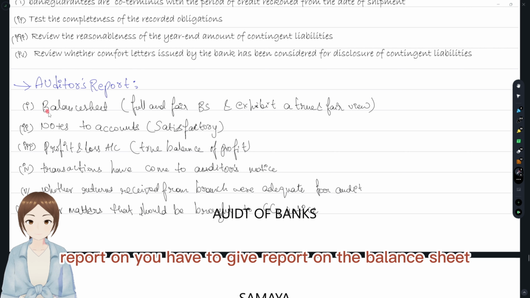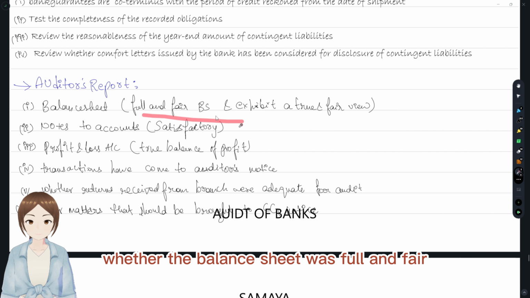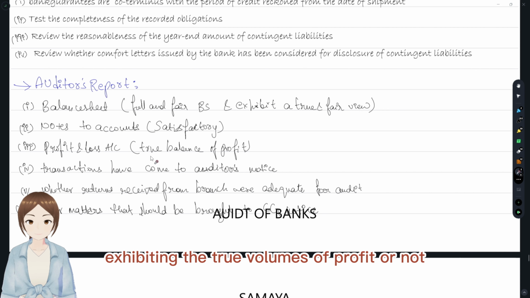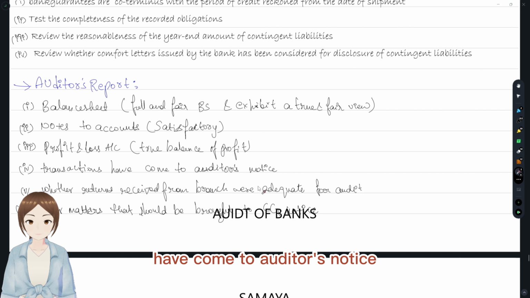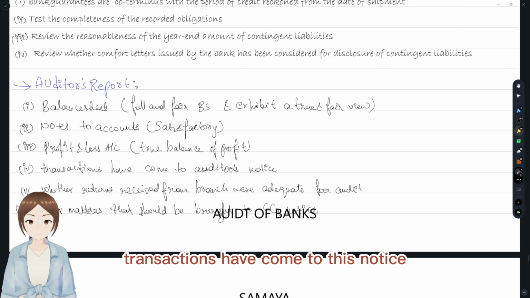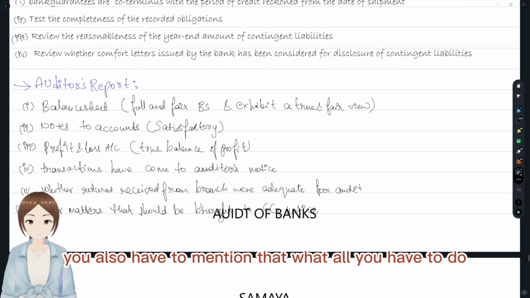You have to give a report on the balance sheet, whether it was a full and fair balance sheet and exhibits a true and fair view. With regards to the notes to accounts, he has to report whether they are satisfactory or not, and whether the P&L account is exhibiting a true balance of profit or not. He must also report whether the transactions have come to the auditor's notice, what significant matter transactions have come to his notice, and whether the returns received from branches were adequate for the audit. He also has to mention what all he has to do.